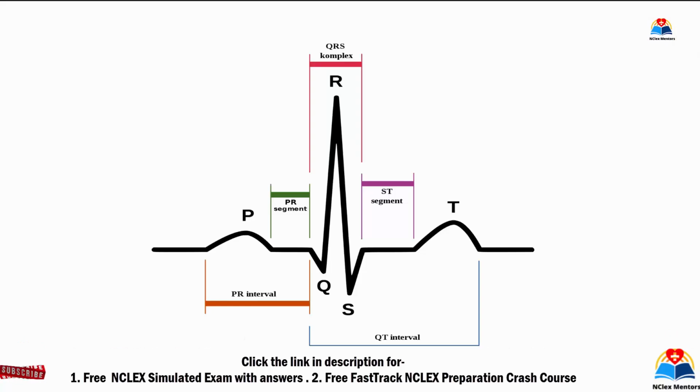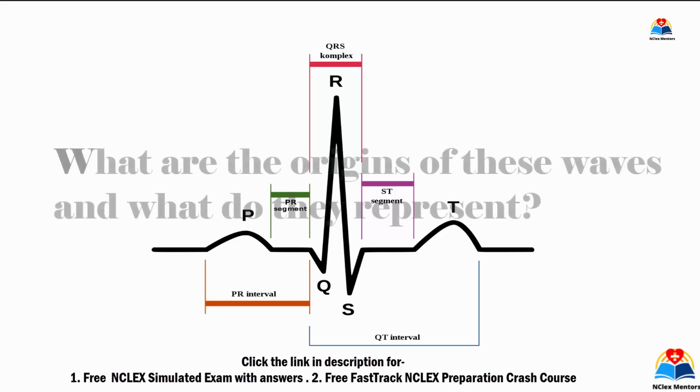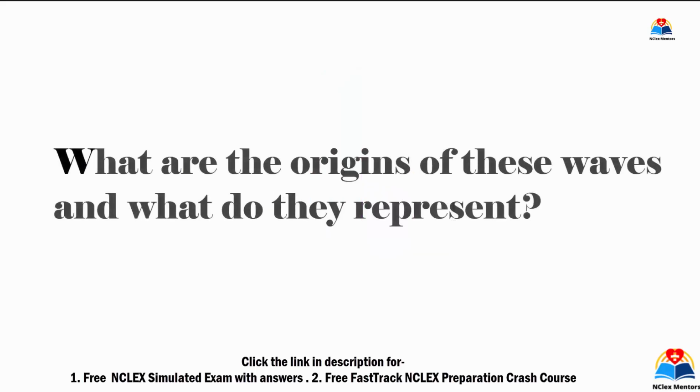Look at this figure. We can see different waves such as the P wave first, then this wave with a long amplitude called the QRS complex, and then a wave at the rightmost part called the T wave. The P wave, QRS complex, and T wave together form one complete cardiac cycle. So, what are the origins of these waves and what do they represent?